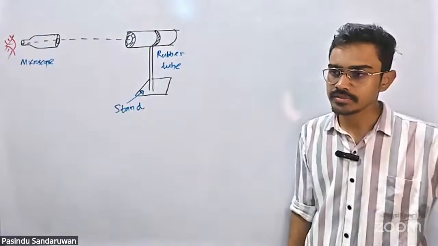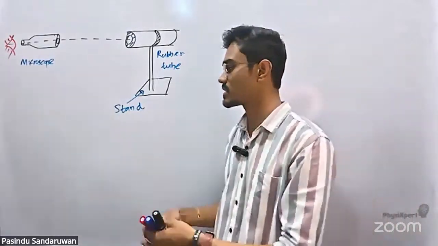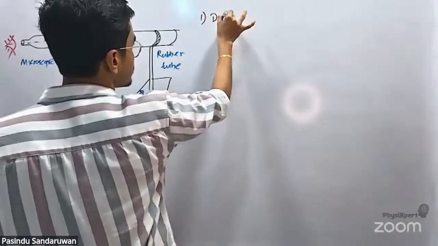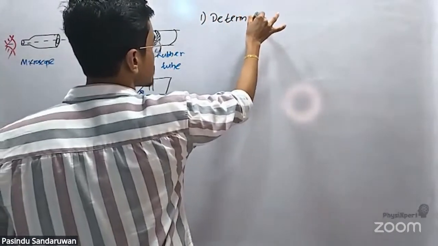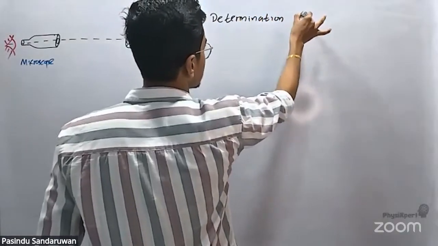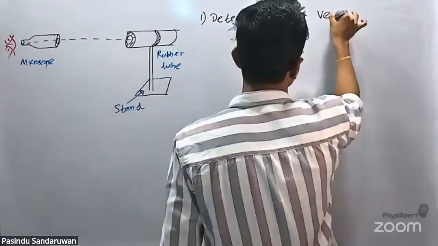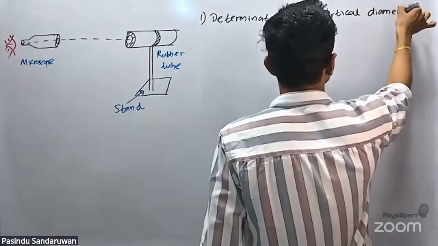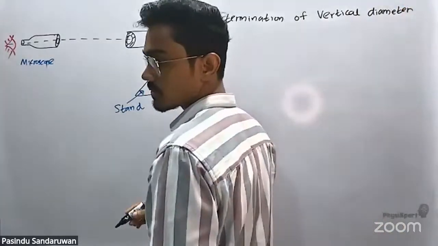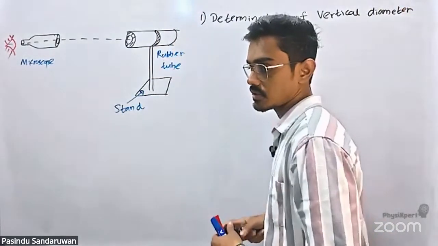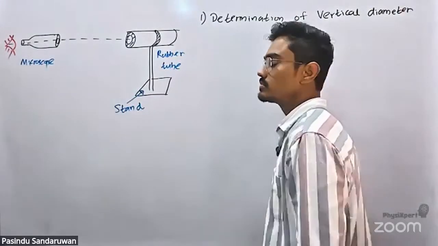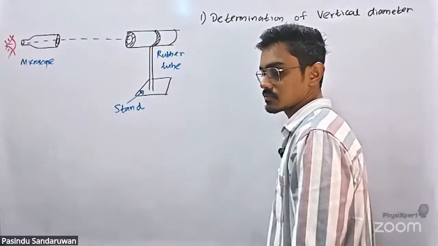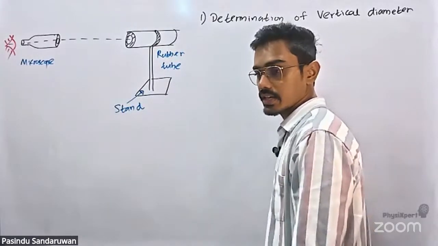Okay. As number one, write down: determination of vertical diameter. Determination of vertical diameter.